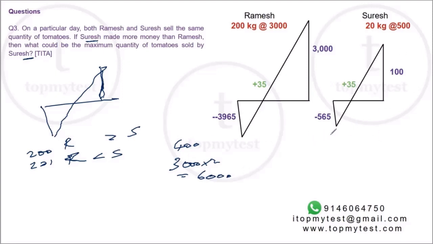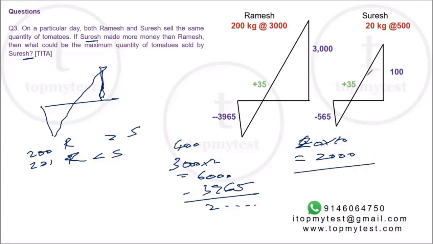Suresh is going to make only 20 into 10, which is 2000 rupees of profit. Now, the next 1 kilo is going to bring it down by 3965. So roughly around 2000 something. Whereas Suresh, this will also fall by 565. And for each extra kilo from here on, both of them make the same amount of profit, 35 rupees of profit from here on.